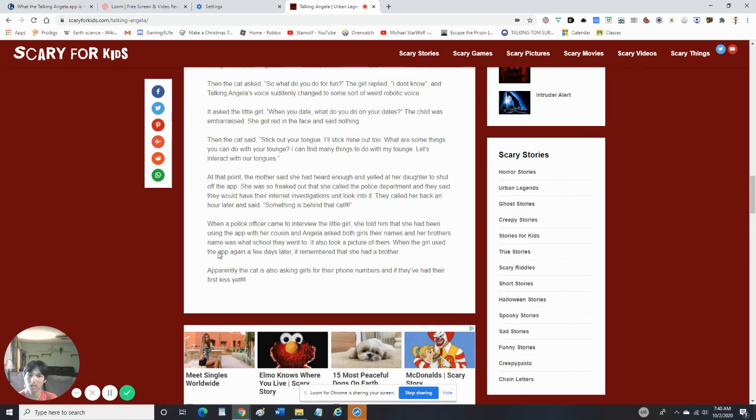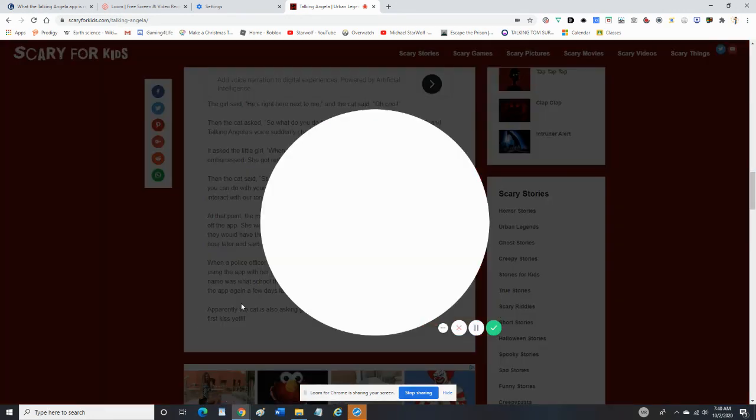Angela asked both girls their names, her brother's name, and what school they went to. It also took a picture of them. When the girl asked the app again, it remembered that she had a brother. Apparently, the cat is also asking girls for their phone numbers and if they had their first kiss yet. Okay, good thing they removed that feature from the app, because I am freaked out.